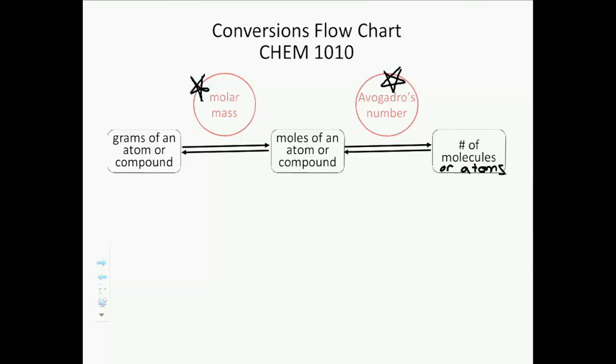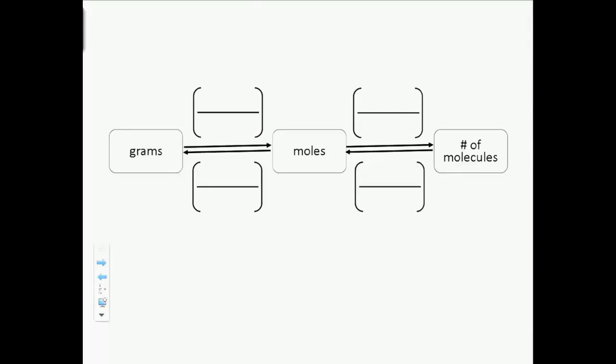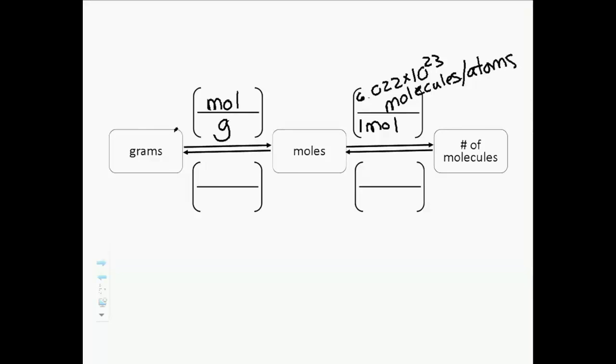If I were to put these into little brackets to illustrate what conversion factors you're using, if you go from grams to moles, that means you want to end up with moles on top, and your grams are going to be on bottom because they're grams over here that you started with. Then to go from moles to molecules, your 1 mole will be on bottom and your 6.022 times 10 to the 23rd will be on top. And that can be either molecules or atoms, depending on what you started with.